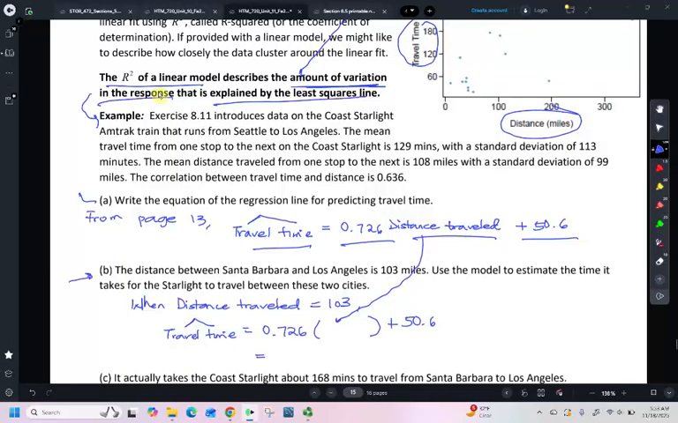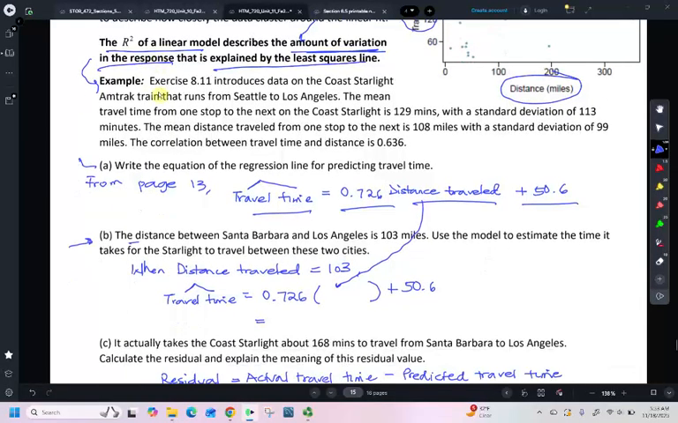Now, in part B of this question, we're told that the distance between Santa Barbara and Los Angeles is 103 miles. That means that you will need to travel this distance to travel between both cities. We're to use the model to estimate or predict. Take note, whenever you hear estimate, it means we're making a prediction. The time it takes for Starlight to travel between those two cities.